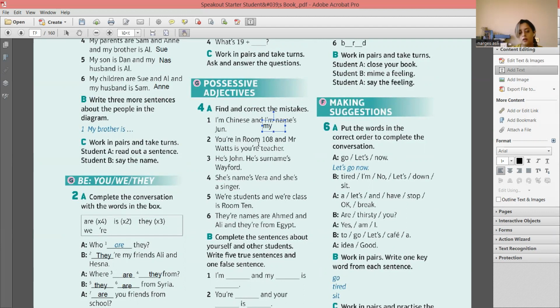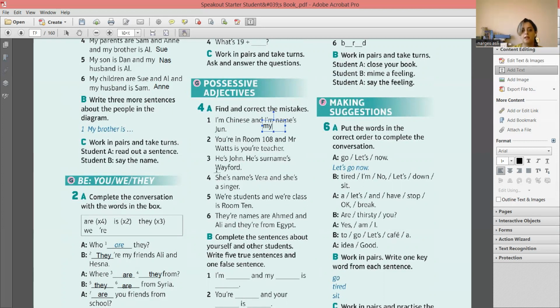You are in room 108 and Mr. Watts is your teacher. این your اشتباه است. بچه کلا you are با your فرق میکنه. این your باید your بشه. اول میگه you are مخفف you are، توی اتاق 108 هستین. Mr. Watts تیچر شماست. your مالکیت است، آپاستروف رو حذفش کن، فقط یه r بذار.